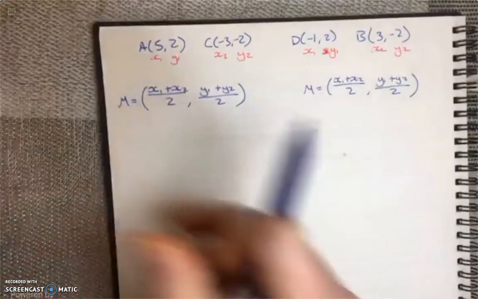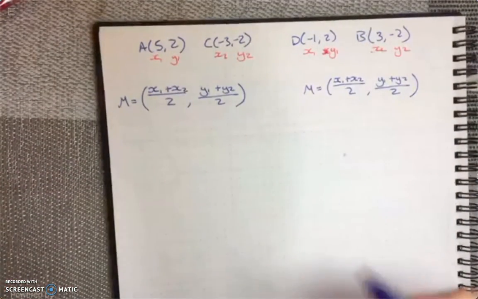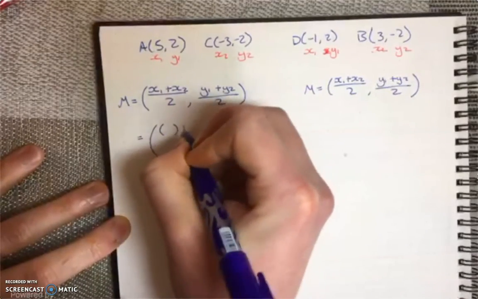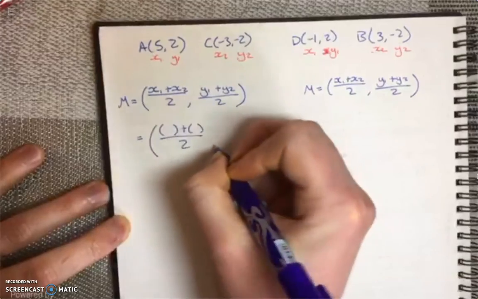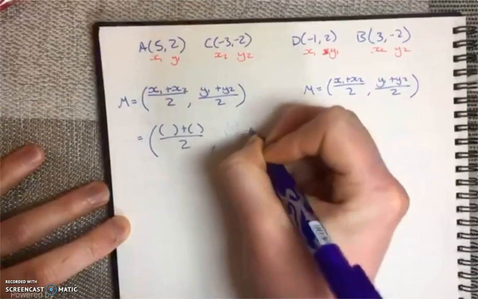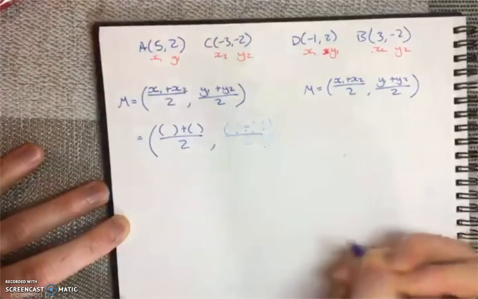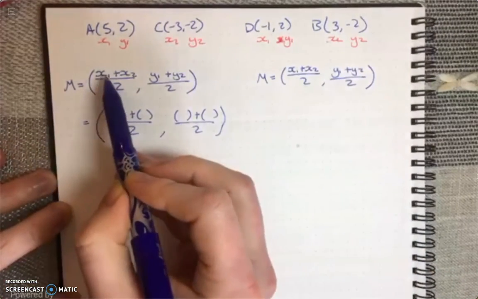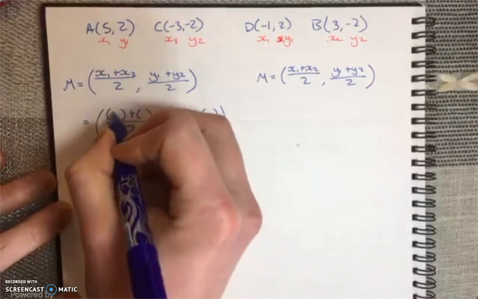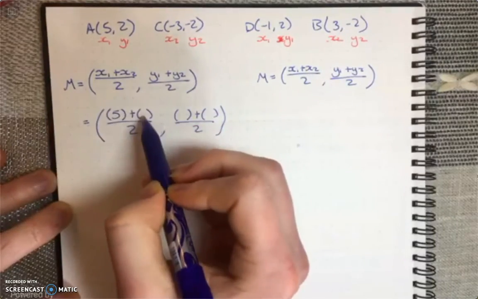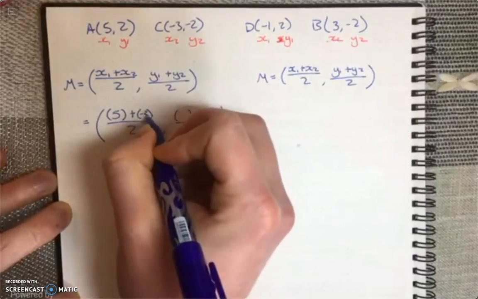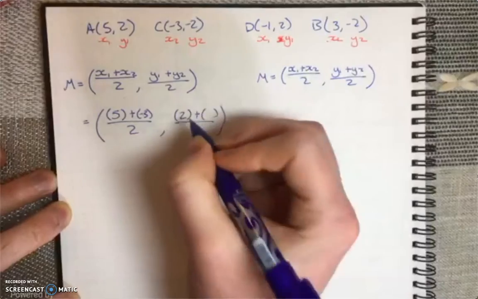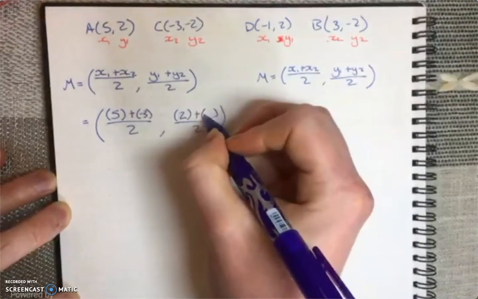And now we just substitute in. I'll stick to putting them in brackets. So the first thing that you should be doing is changing everything to a bracket. So this is bracket plus bracket over 2, comma, bracket plus bracket over 2. The first one that goes in is my x1, which is up here, a 5. The second one is an x2, and the x2 over here is a -3. Next is a y1. My y1 is over here, which is a 2. And my y2 over here is a -2.